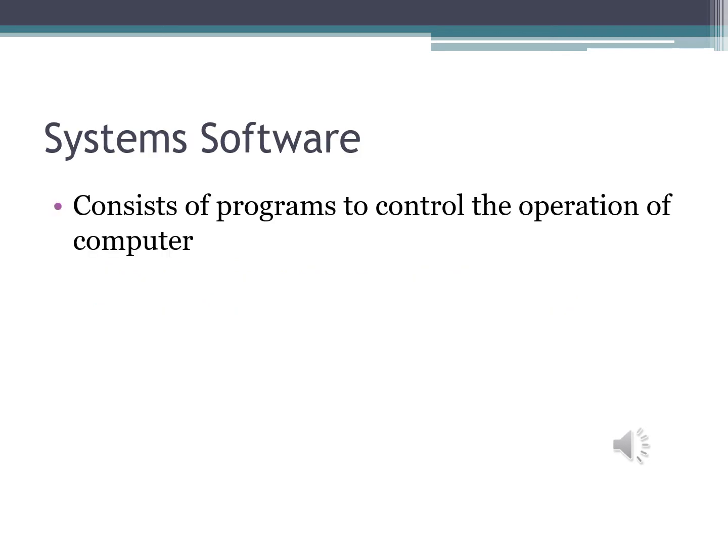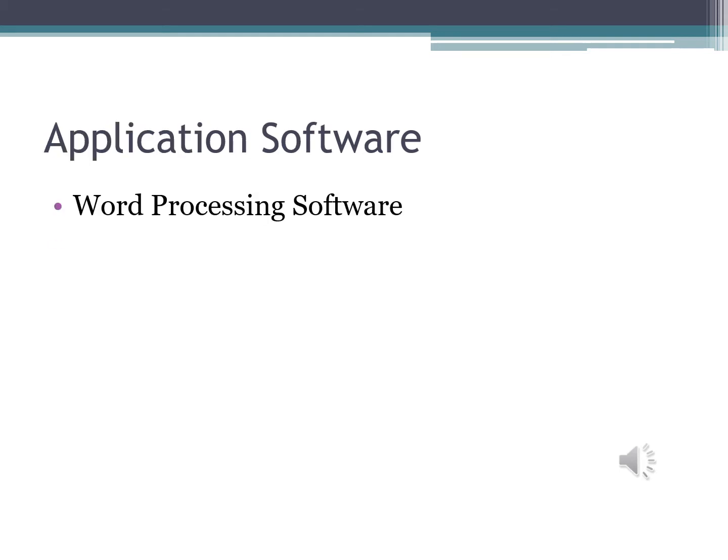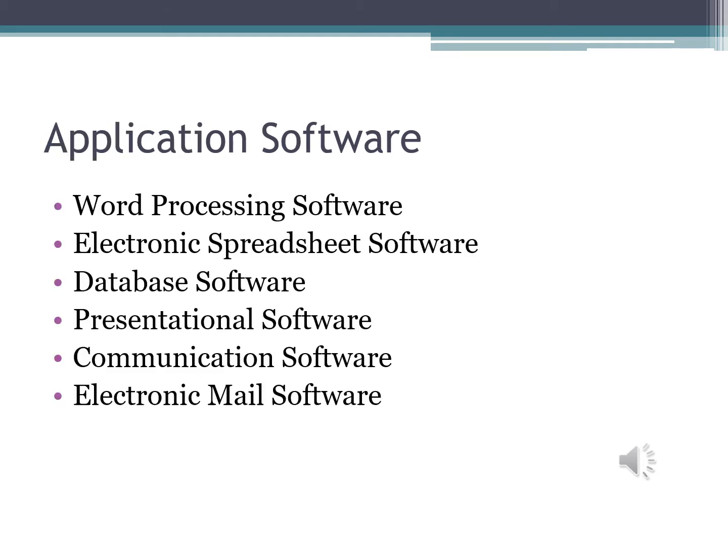Software consists of programs to control the operation of the computer: the operating system, Windows, Linux, etc. Booting process, GUI, graphical user interface. Application software includes word processing software, electronic spreadsheet software, database software, presentation software, communication software, and electronic mail software.